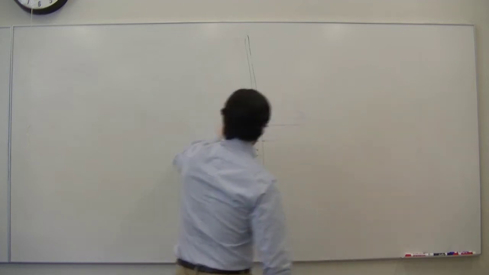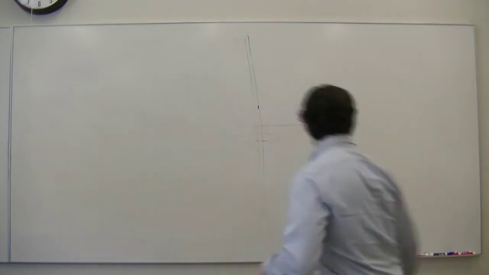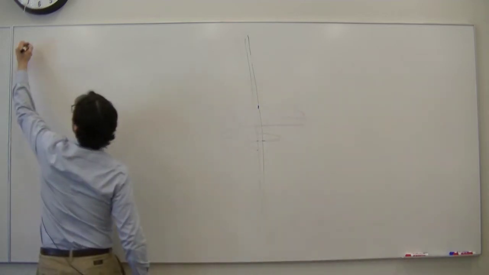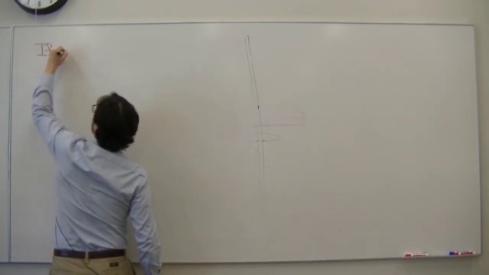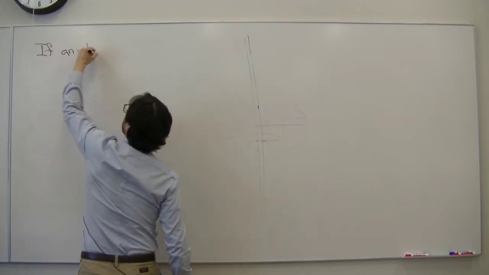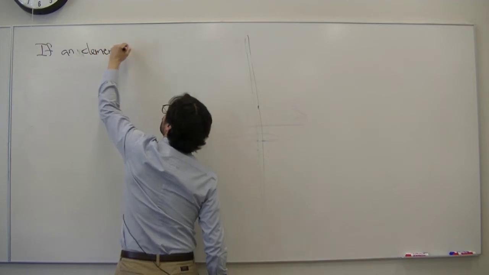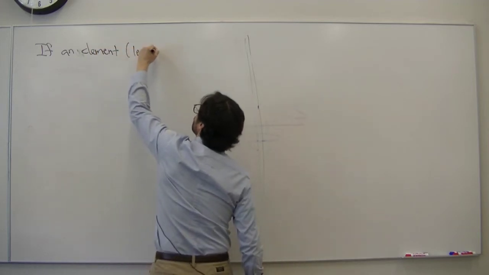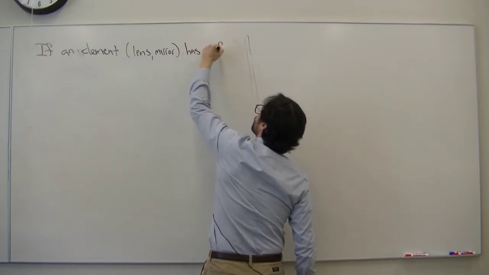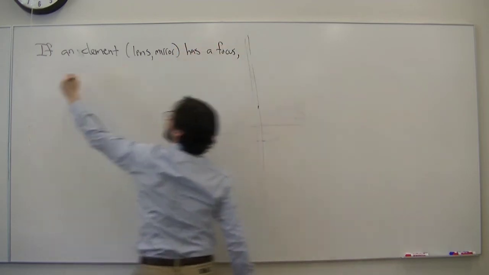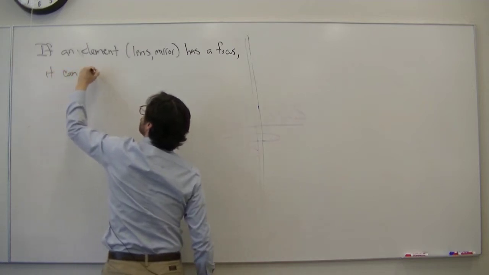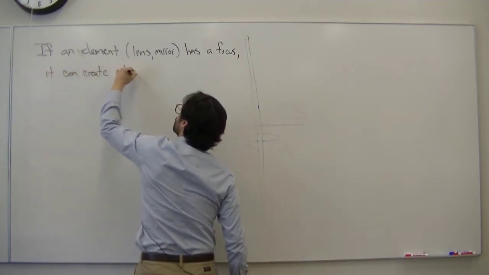So let's start by reminding ourselves of this kind of optical theorem almost, that if an element, which could be a lens or it could be a mirror, has a focus, it can create coherent images.